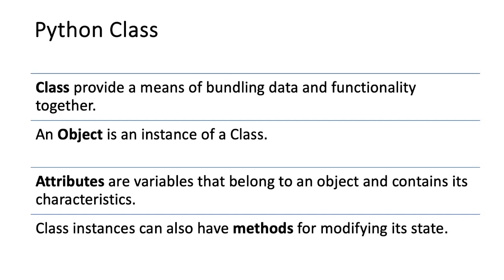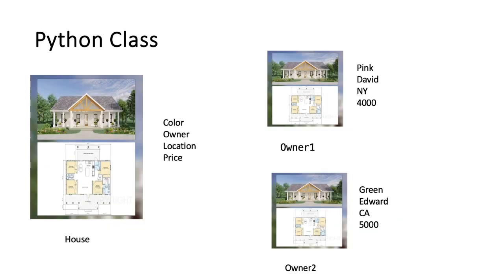Each class can have attributes to maintain its state. An attribute is a variable that belongs to the object and contains its characteristics. In order to modify the state of the class, we use methods. Let's take this example. A house will have a blueprint. The house can have different attributes like color, owner's name, location, and price.